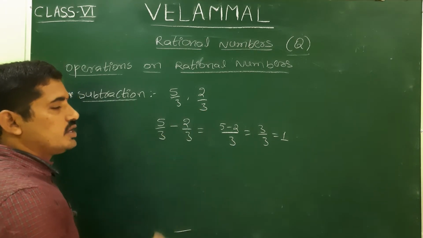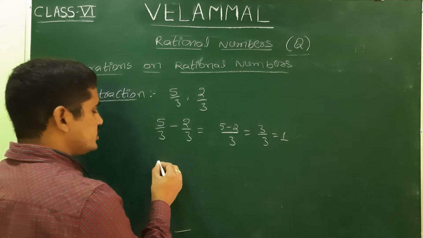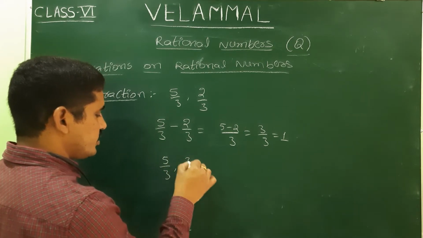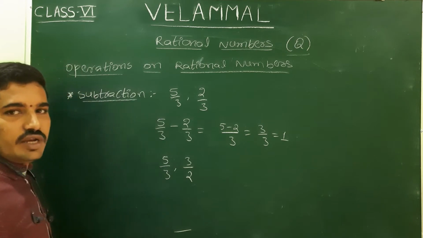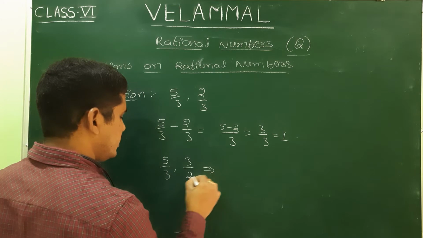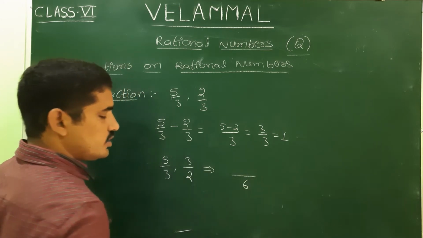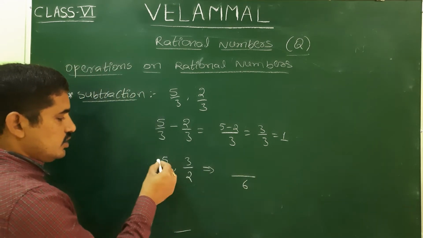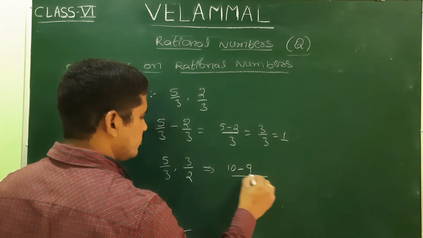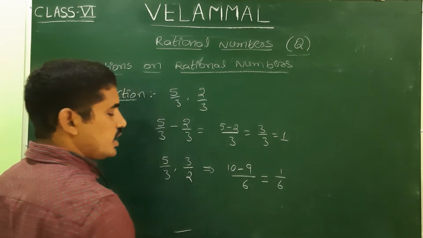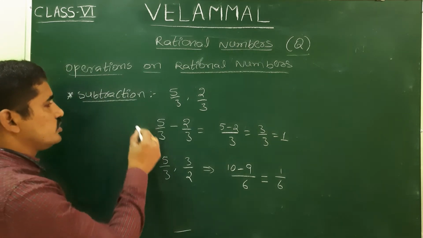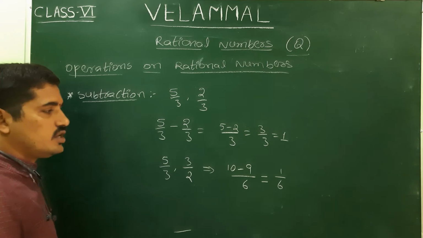The same applies to rational numbers also. If, for example, 5 by 3 and 3 by 2 are given, how do we need to subtract these? Okay, so we will take the LCM, and then 5 2s are 10 minus 3 3s are 9. So by that 1 by 6 will be the answer. Like this we can do the subtraction of rational numbers.